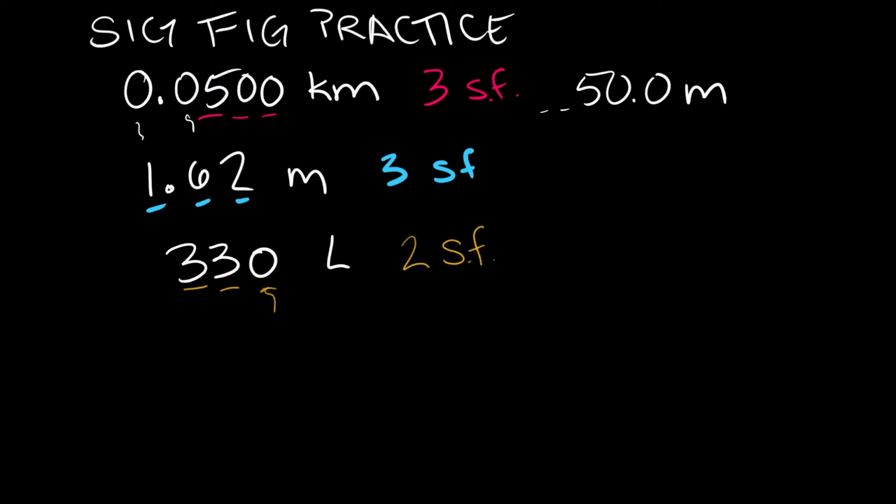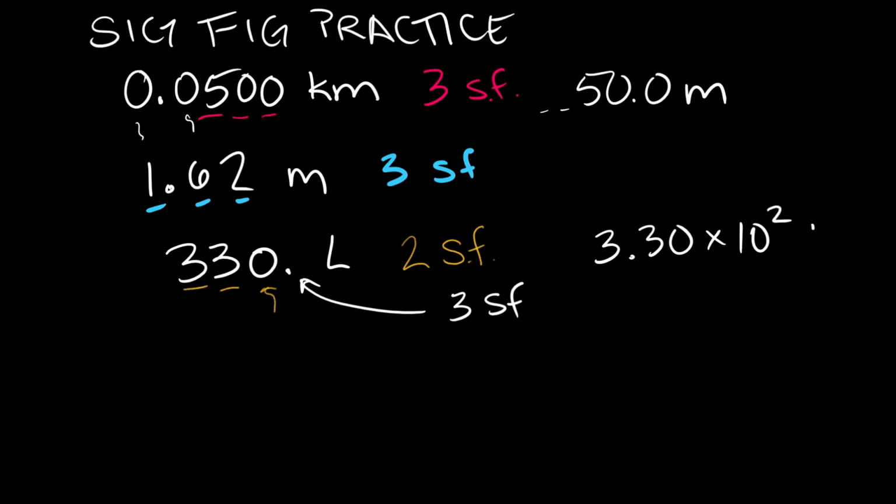What would be better, if you wanted to show that 0 was significant, you could put a dot there. If you did put a dot there, then that would turn this from 2 significant figures to 3 significant figures. And to avoid ambiguity, you could write it in scientific notation and say it's 3.30 times 10 to the 2 liters. And then you also have those 3 significant figures. That one would also show that it's 3. You have the decimal point. That 0 is significant.